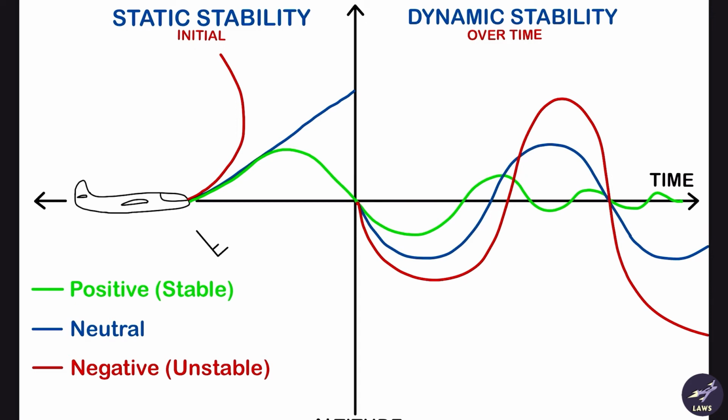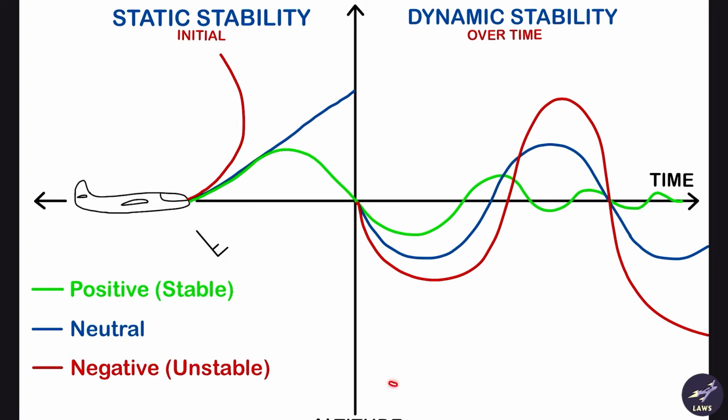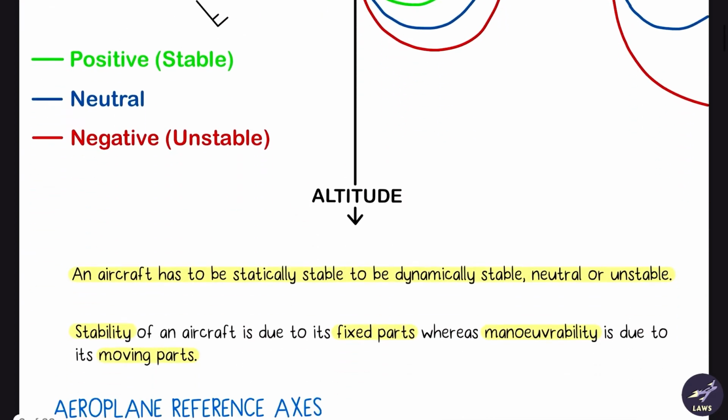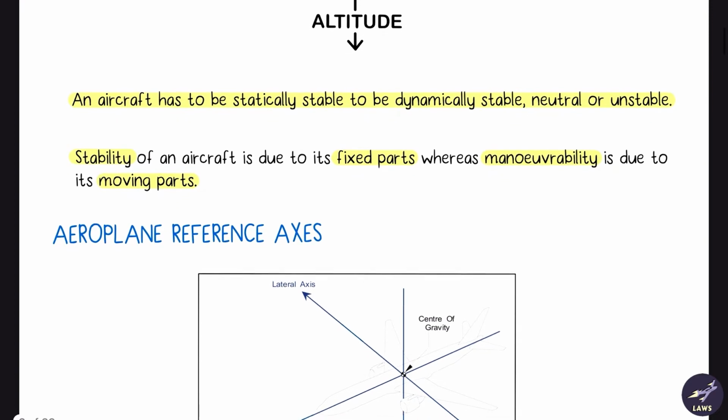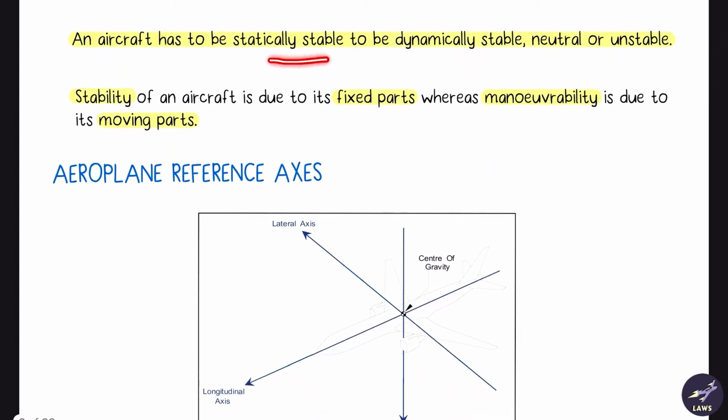Third one, the amplitude keeps on increasing and the aircraft becomes more and more unstable with time. So we say statically stable and dynamically unstable. The aircraft has to be statically stable to be able to be dynamically stable, neutral or unstable.